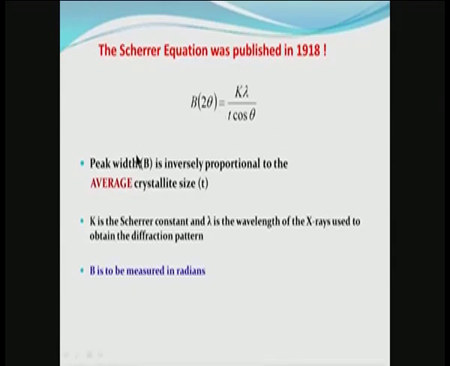So, what this shows is that the peak width B is inversely proportional to the average crystallite size. Let us remember that when we use X-ray diffraction of a crystalline powder material, what we get is really the data for the entire ensemble of the crystals in the powder, and therefore, what we get through such a formula is the average crystallite size. Now, K is the so called Scherrer constant, which depends on the crystal symmetry, and we will come to that shortly. And it is important to note that B is to be measured in radians.